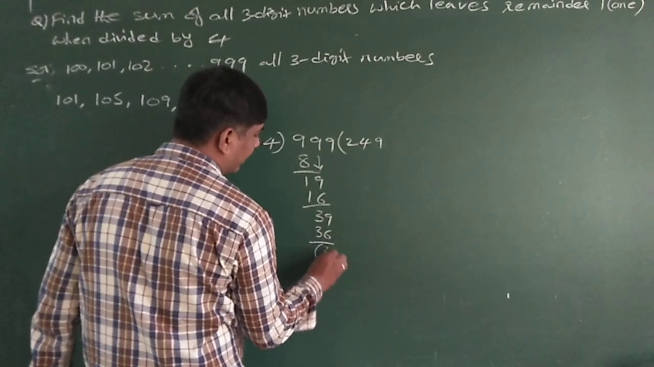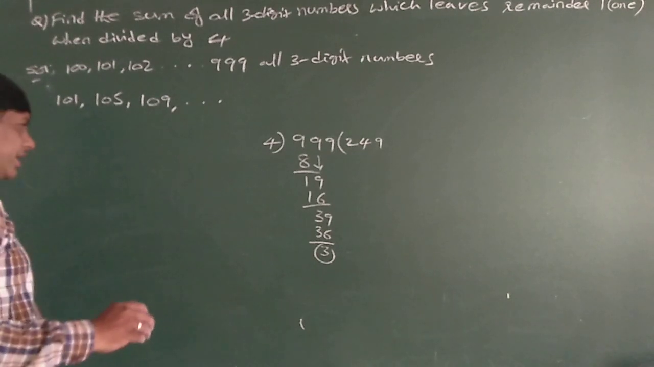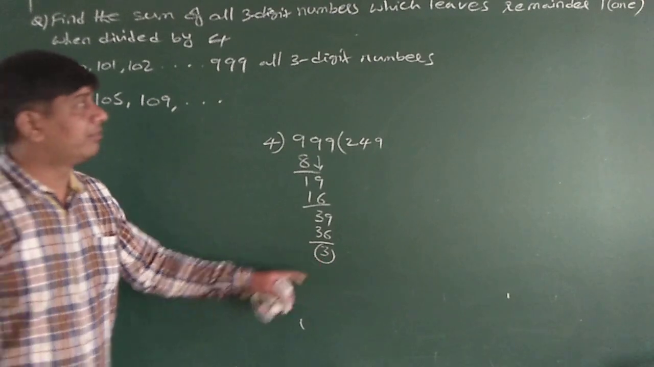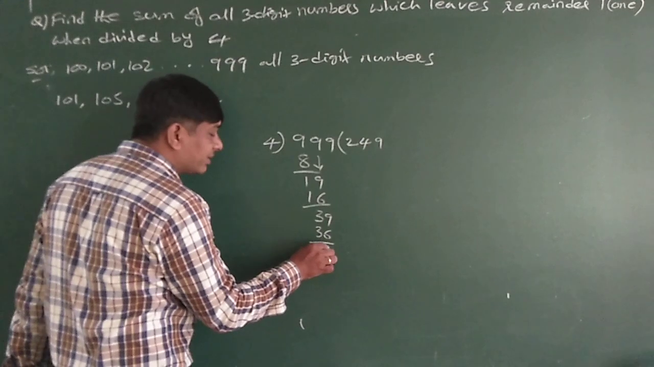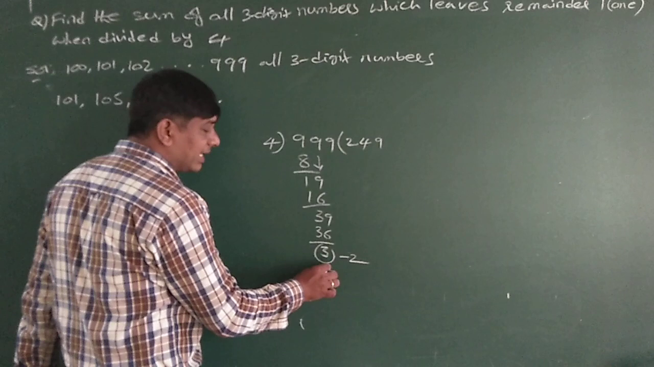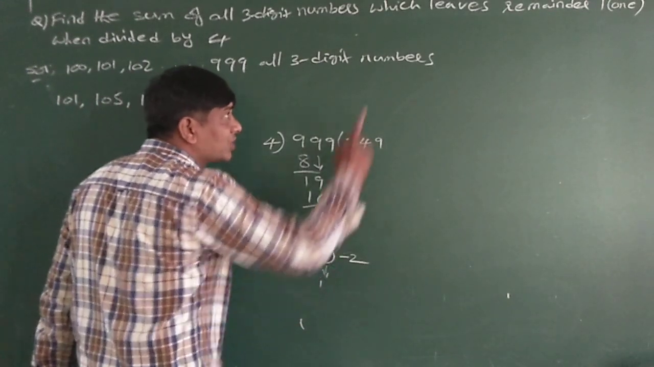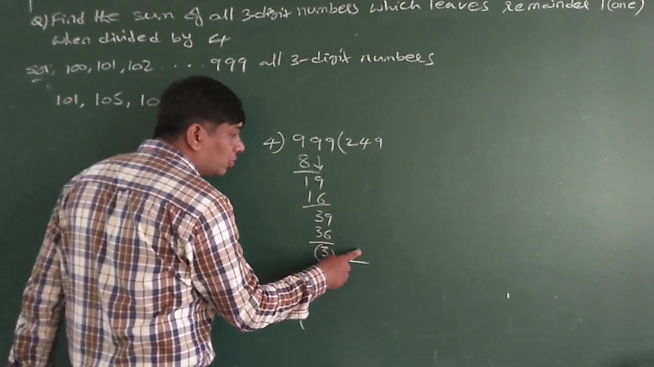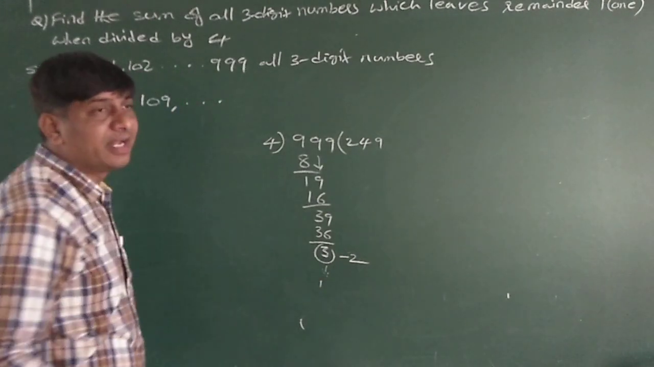I got 3 as a remainder. But what I required is remainder 1. That means if I subtract 2 from these 3, I will get 1 as the remainder. Am I right? From these 3, remainder 3 I got, but the actual remainder I required is 1. If I subtract 2 from these 3, then I will get remainder 1.